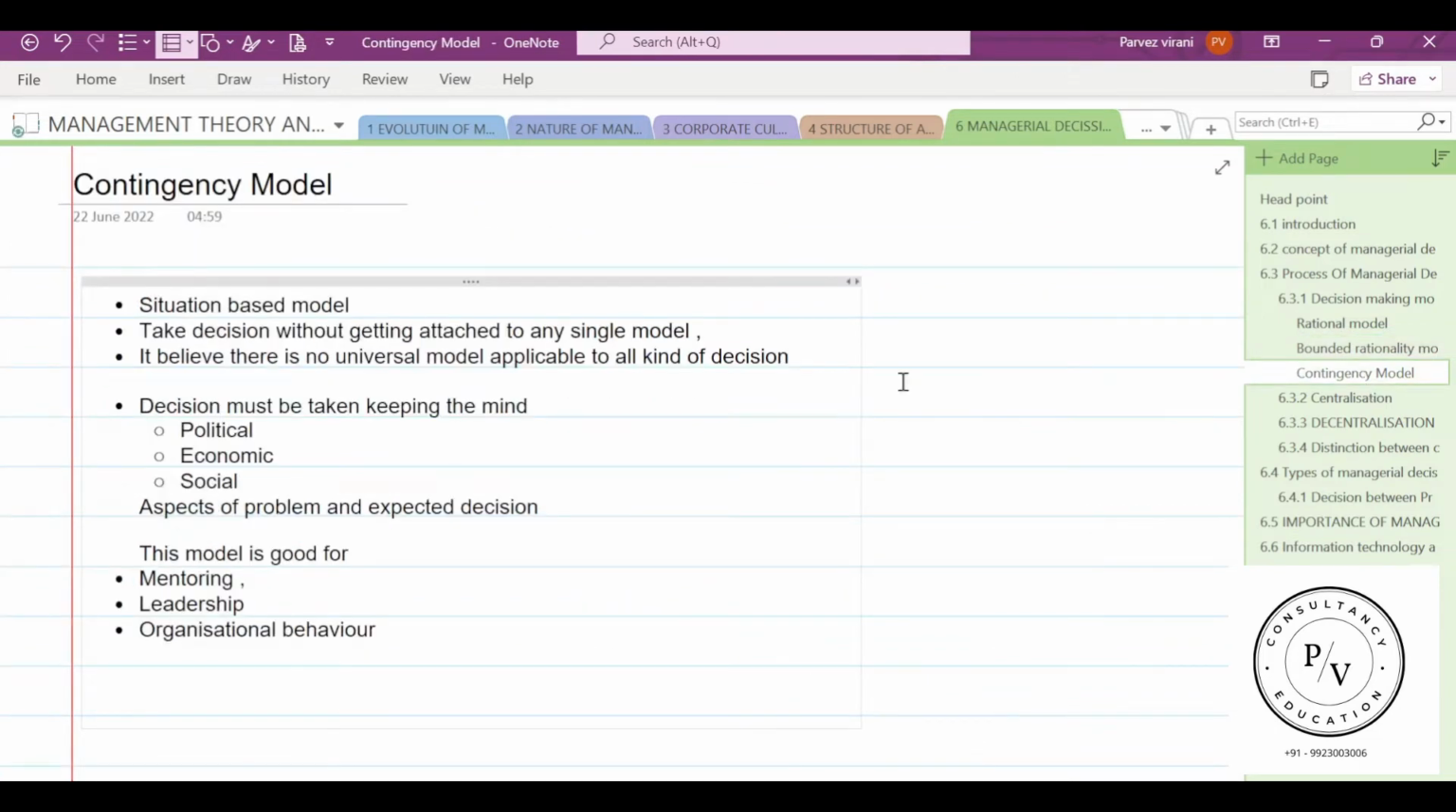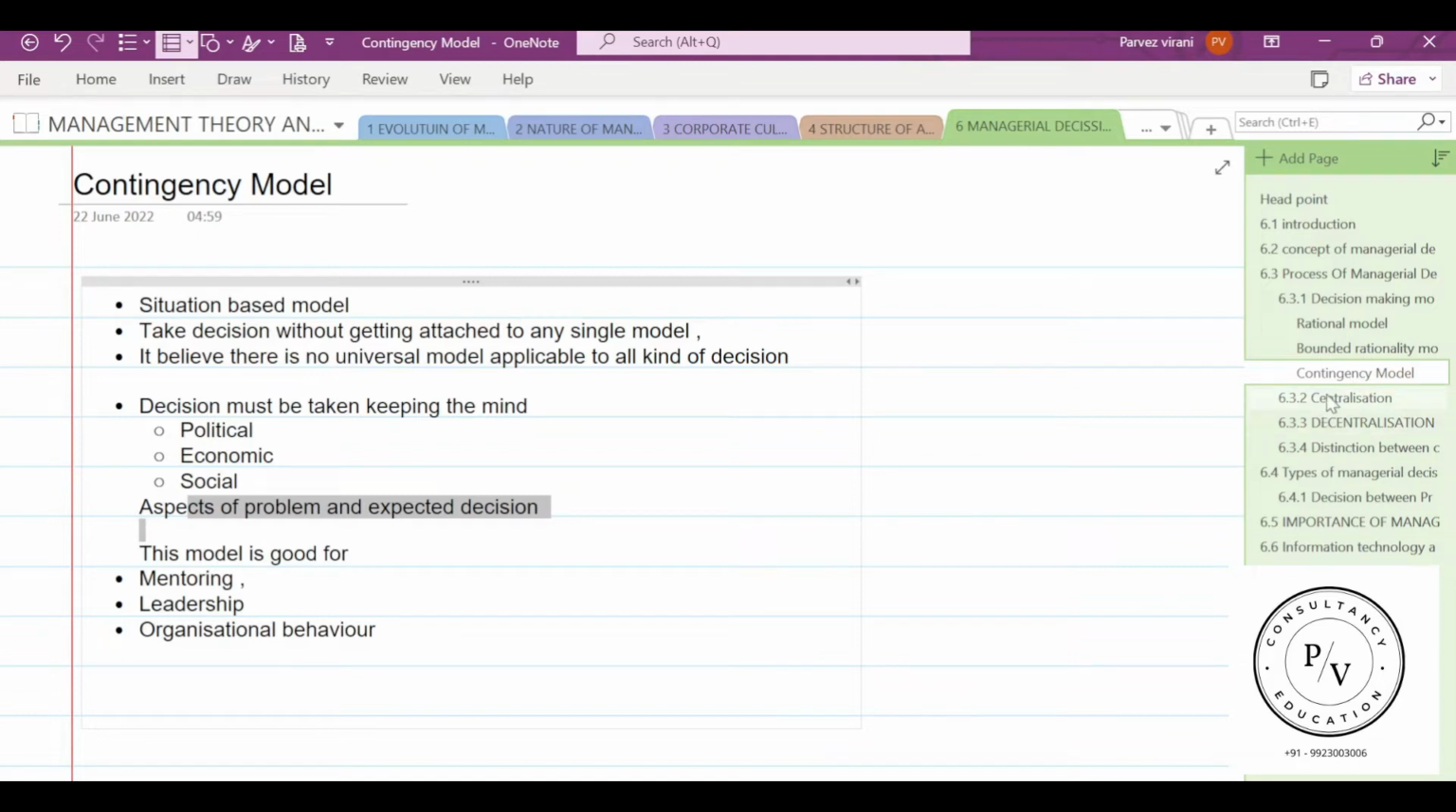Third is contingency model. It's a very simple model. It says that it's a situation based model, taking decisions without getting attached to any single model. No rationality, no bounded rationality, no contingency. जो आया सामने वो लो. It is believed that there is no universal model applicable to all kinds of decisions. Decisions must be taken keeping in mind political, economical, and social aspects. Aspects of the problems are analyzed. This model is good for mentoring, leadership, and organizational behavior. So that was your 6.3.